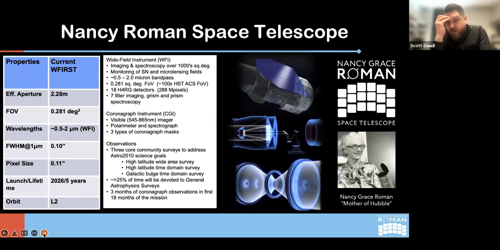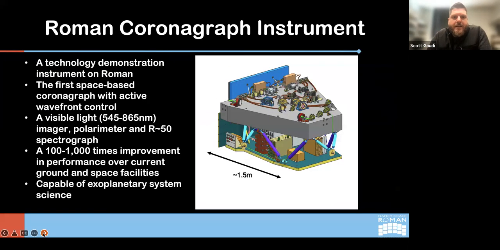And of course, it has a technology demonstration instrument, CGI, which is going to be the first active coronagraph in space. And that's going to retire a lot of the technological risk that makes missions like LUVOIR possible. And so that's very exciting as well. And it will do some science, although exactly how much science depends on how well it does relative to its specs. So very complicated instrument, very impressive.